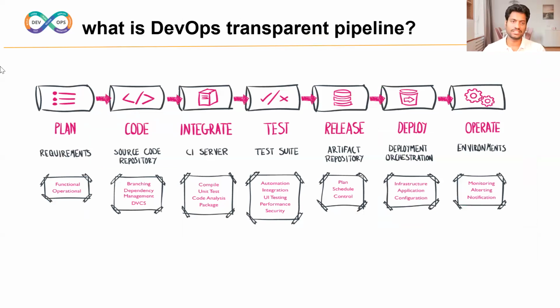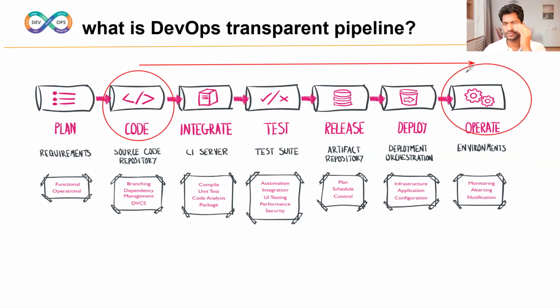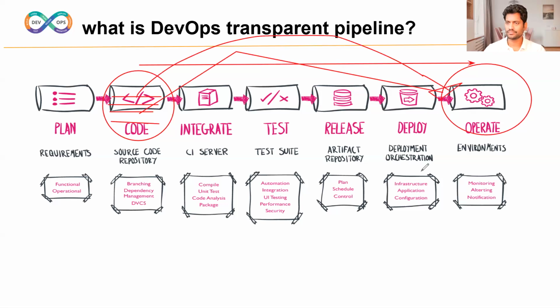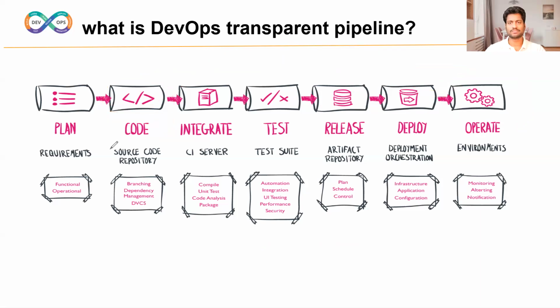While implementing this DevOps transparent pipeline, from the dev environment to operations, whatever lines of code are written by the developer, delivering them into the production environment within the shortest time, with high quality, with low cost, with low failure rate is exactly what our DevOps transparent pipeline is.